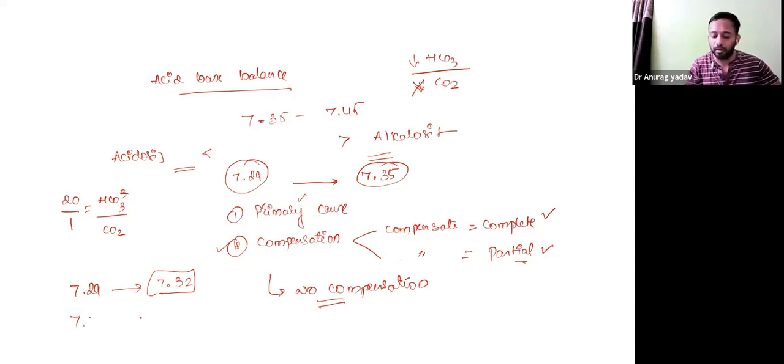Like 7.29 is the pH. After 6 hours or 10 hours or 12 hours, still the pH is 7.29. It means there is no compensation started. The body has not started to compensate to bring the pH back to normal.